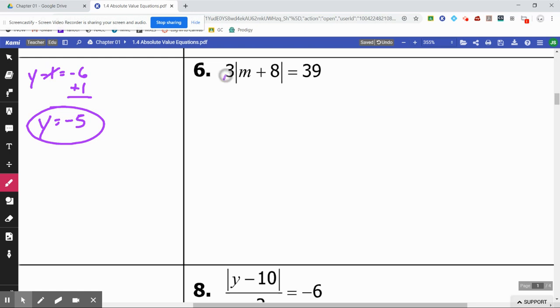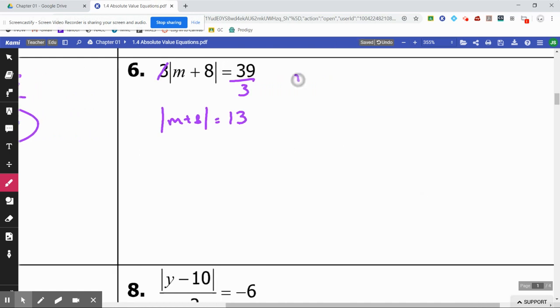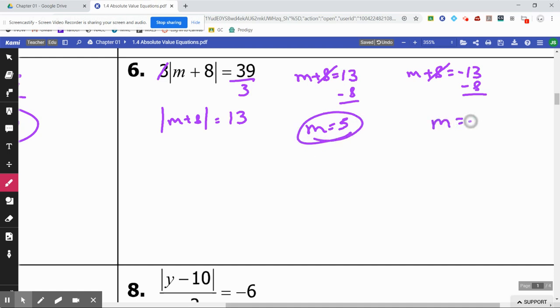The next one, you have a 3 being multiplied by these absolute value bars. To get rid of multiplication, we're going to divide the other side. I now have, and do not distribute that, it'll mess our problem up sometimes. So dividing by 3 gives me a 13. Break it apart, so the stuff inside is either equal to 13 or the stuff inside could equal -13. To solve each of these, we're going to subtract the 8's, and you'll get that m is either equal to 5 or m could equal -21.